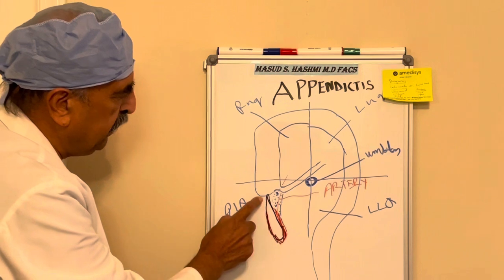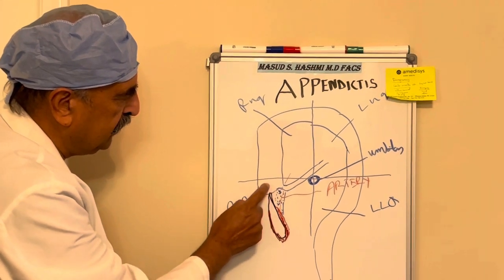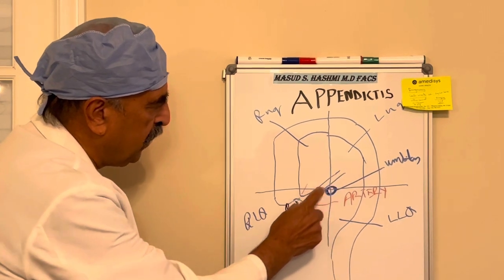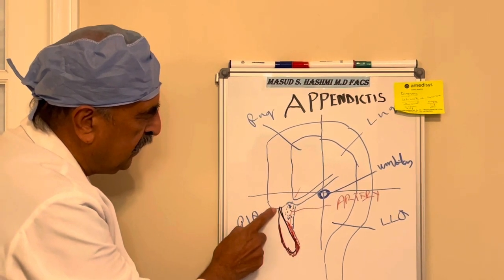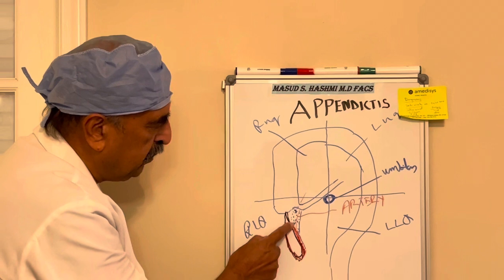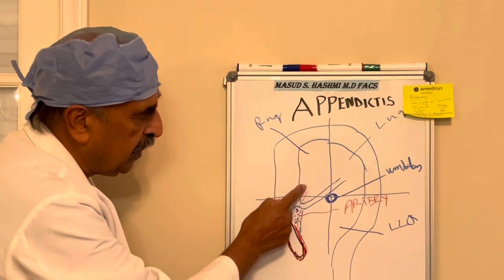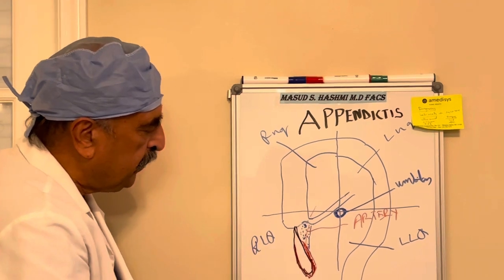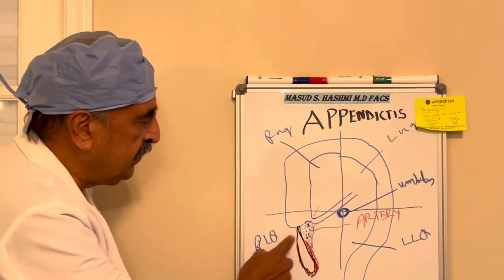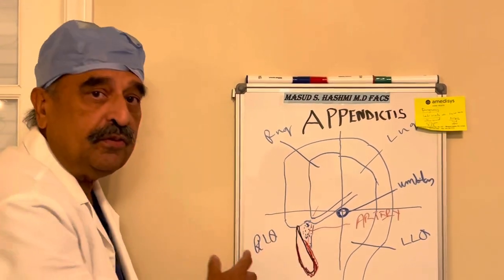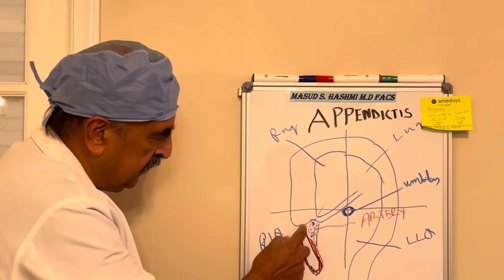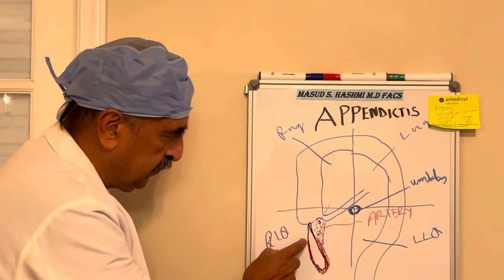Basically the appendix is arising from the base of this colon. It's called the cecum. So this is the cecum, and the appendix comes out of here. And this is the blood supply of the appendix. It's coming from the ileocolic artery. It's called the appendicular artery. The reason I'm showing this is the thing we need to be careful about in surgery: that we clamp this artery and also take out the appendix at the base of the cecum.